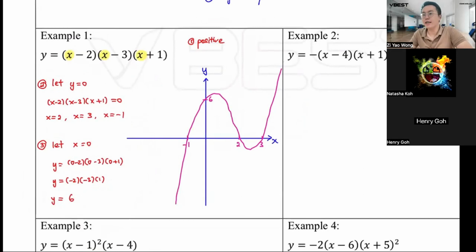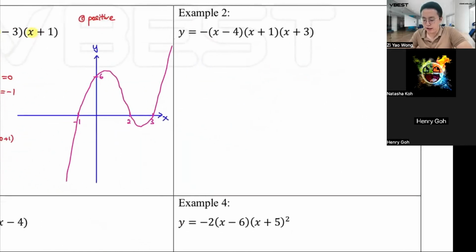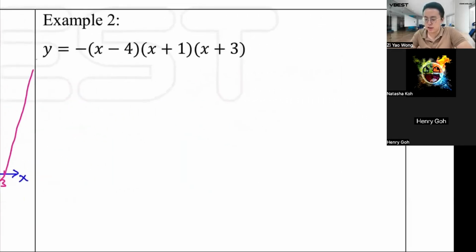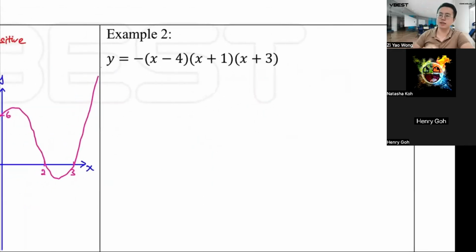Okay, guys, let's come to example 2 here. This one is different, but it's the same concept. What's the first step you should do? Same thing. You need to determine whether you have a positive graph or a negative graph. So what do you think? Do you have a positive graph or negative graph?